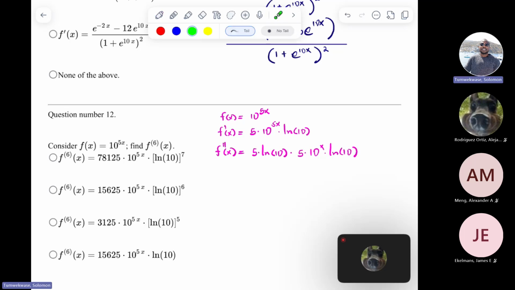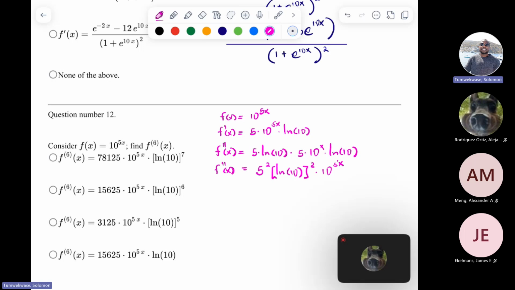Once again, this is my first derivative, so I want to differentiate it again. 5 and this guy are constants, so this is just a constant, then times the derivative of this. But the derivative of this guy here is the same as this guy here, so that is what I'm just writing. And you can see that this is 5 times 5, which is 5 squared. Then natural log of 10 times natural log of 10, that is natural log of 10 squared, then times the same function, which is 10 to the power 5x. And this is the second derivative.